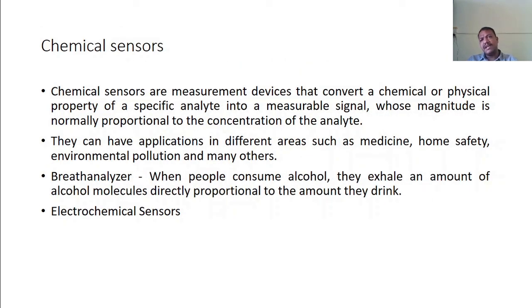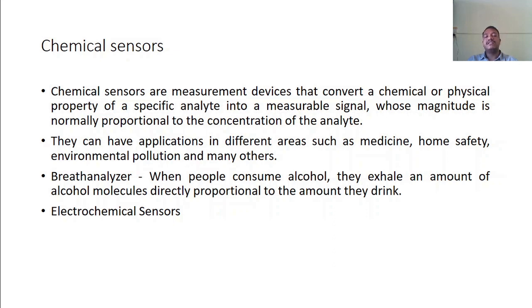Chemical sensors. Chemical sensors are measurement devices that convert a chemical or physical property of a specific analyte into a measurable signal whose magnitude is normally proportional to the concentration of the analyte. They have wide applications in fields such as medicine, safety, environmental pollution, and many others. A breath analyzer is a chemical sensor.